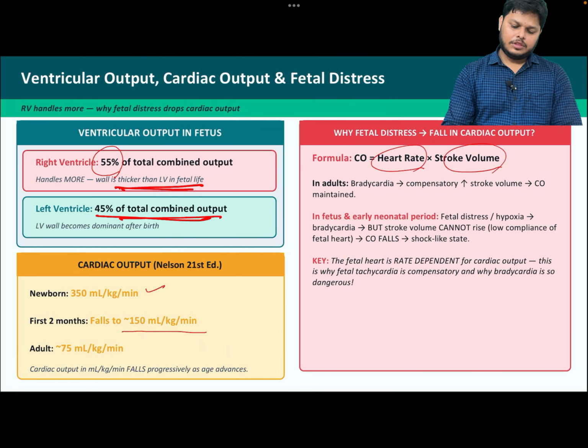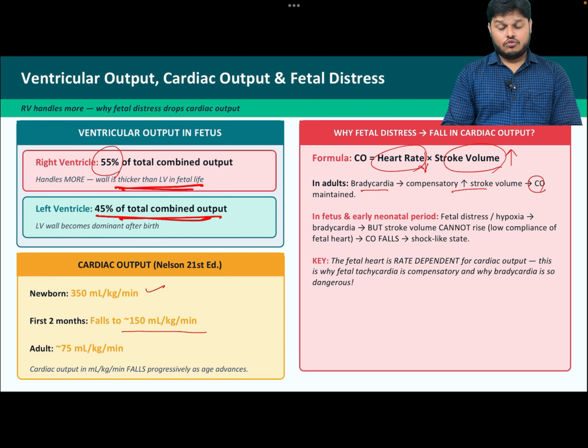So in adults, when there is bradycardia, there is compensatory increase in stroke volume and the cardiac output is maintained. Bradycardia means heart rate decreased, and so stroke volume increased. But in fetus and early neonatal period, whenever there is fetal distress or hypoxia, there is bradycardia. Bradycardia means the heart rate decreased.